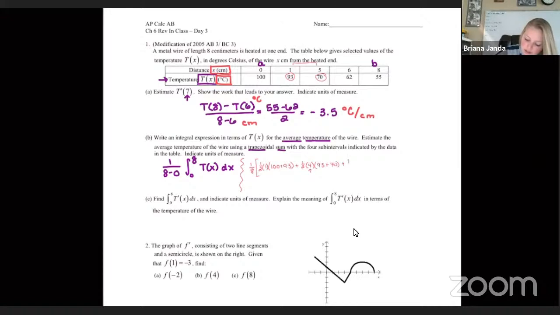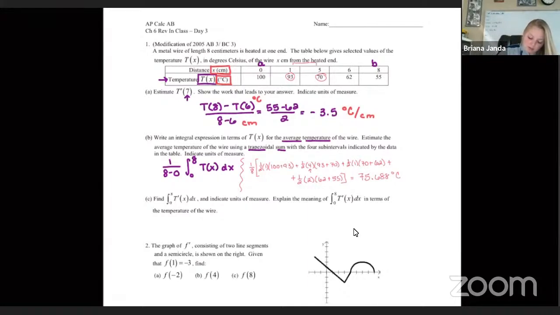And the next one has a height between 5 and 6. So height of 1, function values at 5 and 6 are the bases. And our last one, the height between 6 and 8 would be 2, bases of 62 and 55. Multiply all that out and we would end up with 75.688. And it is degrees Celsius.